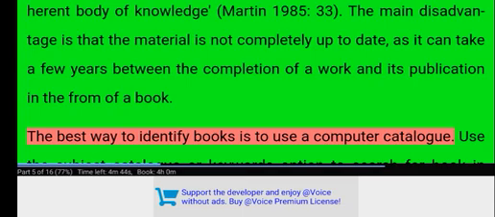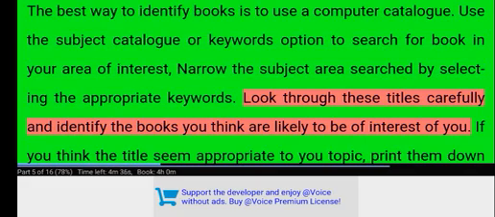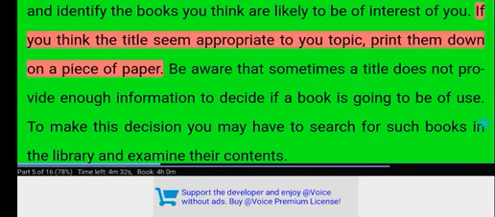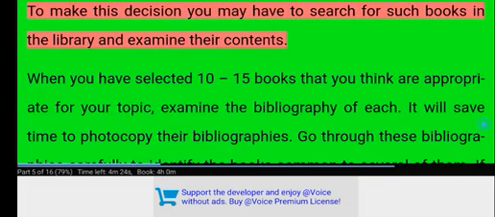The best way to identify books is to use a computer catalog. Use the subject catalog or keywords option to search for books in your area of interest. Narrow the subject area search by selecting the appropriate keywords. Look through these titles carefully and identify the books you think are likely to be of interest to you. If you think the titles seem appropriate to your topic, write them down on a piece of paper. Be aware that sometimes the title does not provide enough information to decide if a book is going to be of use. To make this decision, you may have to search for such books in the library and examine their contents.